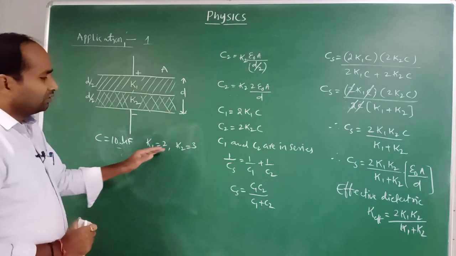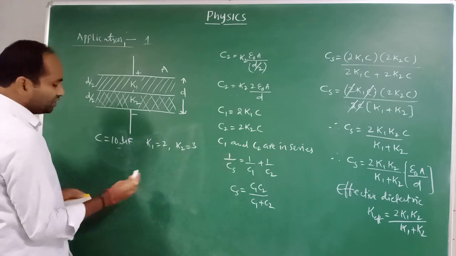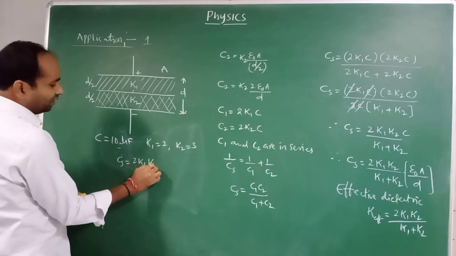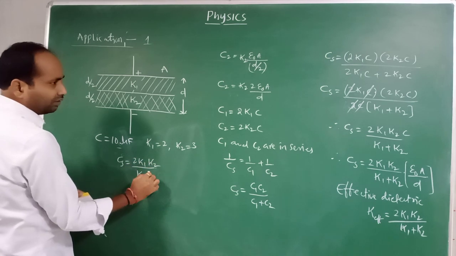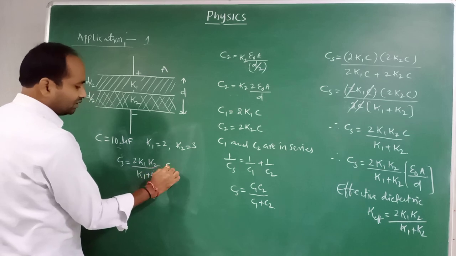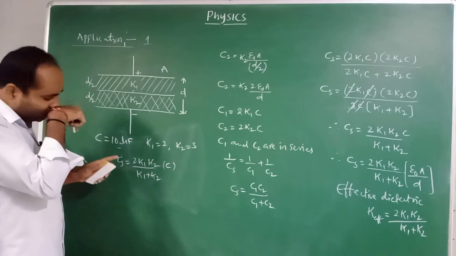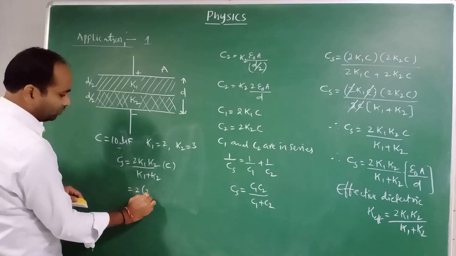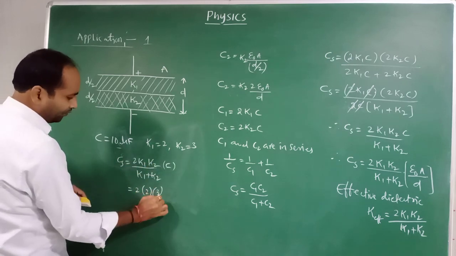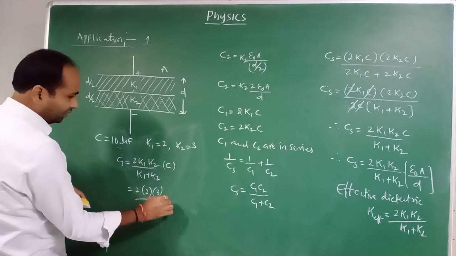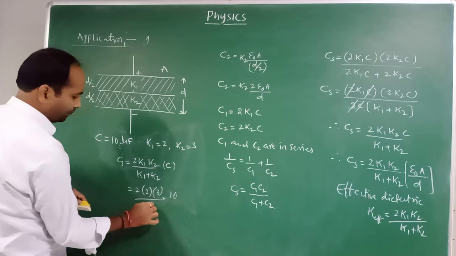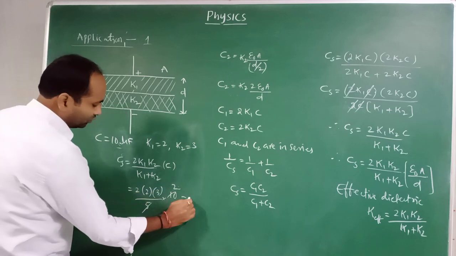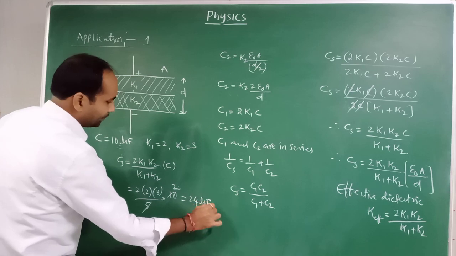Now what is the effective capacitance? What is the formula here? Cs is equal to, in such a condition, 2K1K2 by K1 plus K2 into C. C means the capacitance before introducing the dielectric. What is the K1 value here? 2, K2 is 3, K1 plus K2 is 5, C is 10 microfarad. So 2 into 2 is 4, into 2 is 8, into 3 is 24 microfarad.